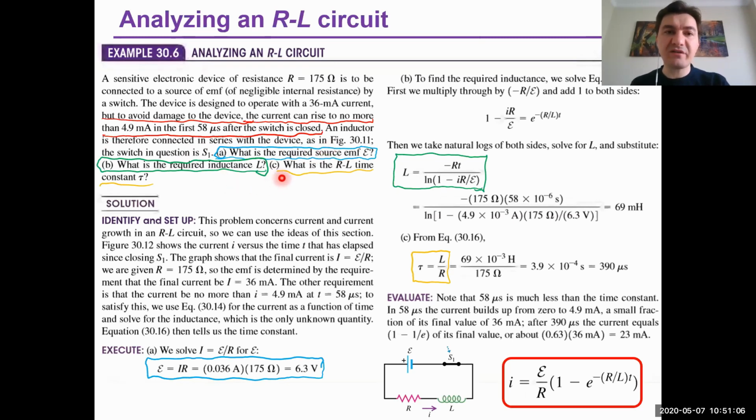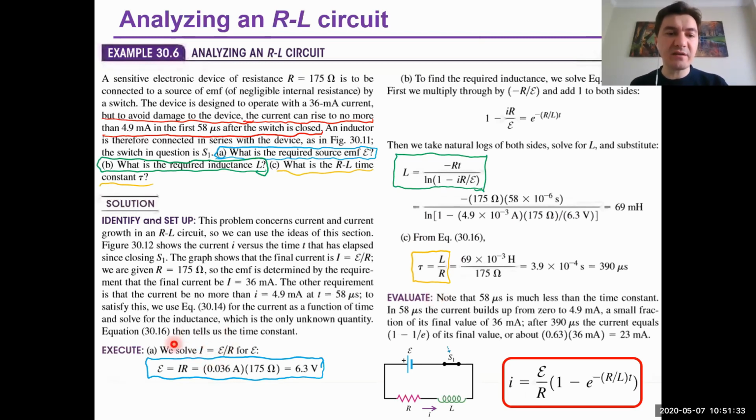So the question: what is the required source of EMF? EMF is asked. What is the required inductance? So you will put an inductor into the circuit, but what about the inductance of that inductor? Then what is the RL time constant? It is very easy to solve.